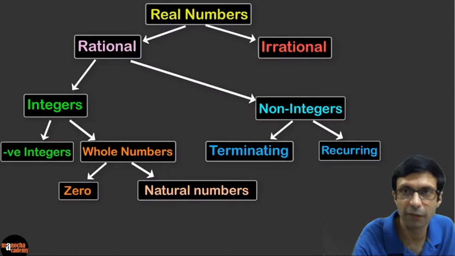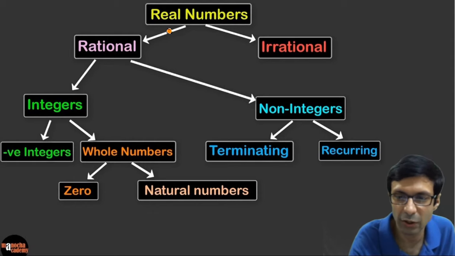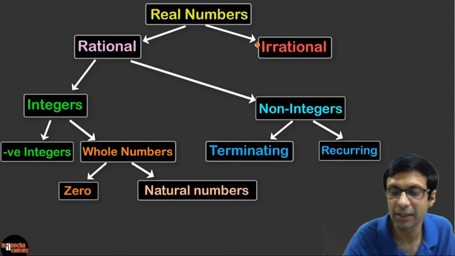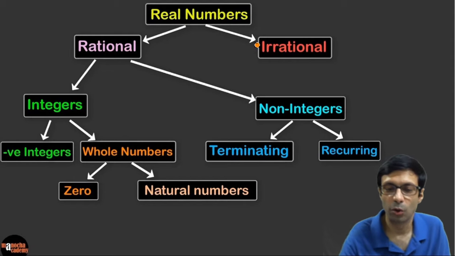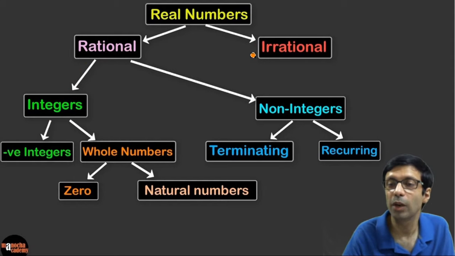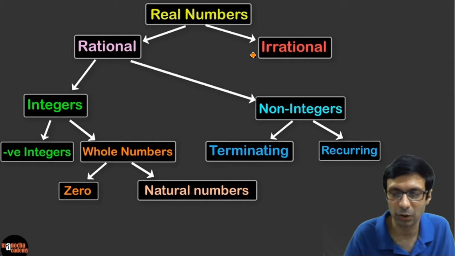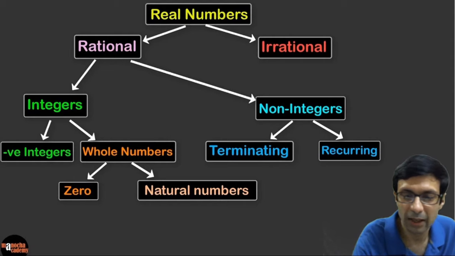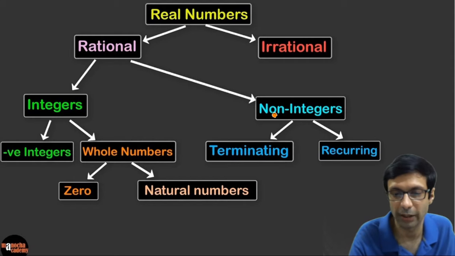So real numbers are numbers that can be represented on the number line. And real numbers can be divided into rational and irrational numbers. So guys, can you see? Real numbers can be divided as rational or irrational numbers. So we saw how to plot the integers, whole numbers and all, and even the fractions. And later we are going to take a look at how to plot the irrational numbers also on the number line. So that's coming up. And rational numbers can be divided into integers and non-integers, right?